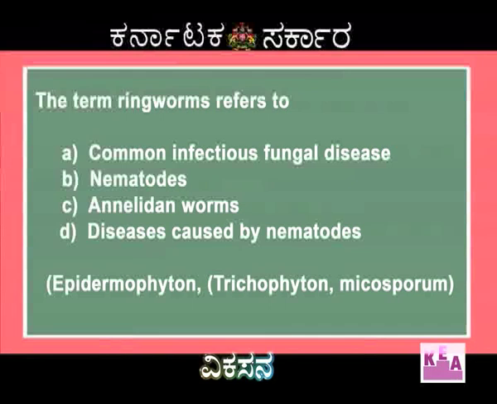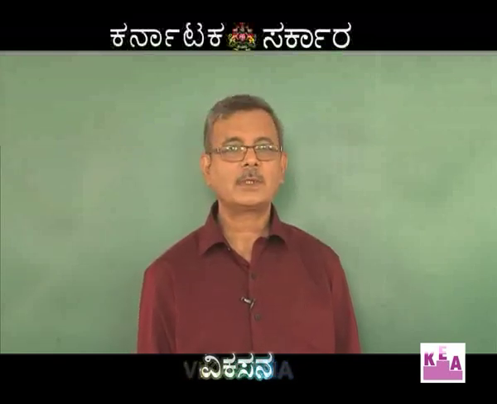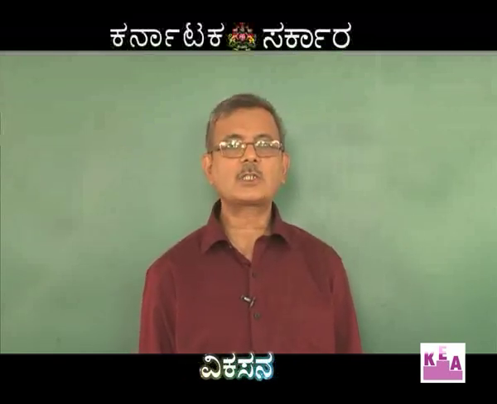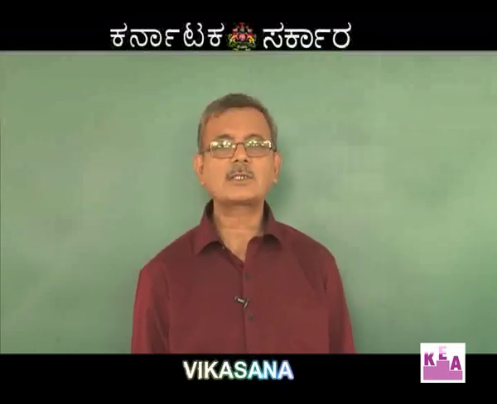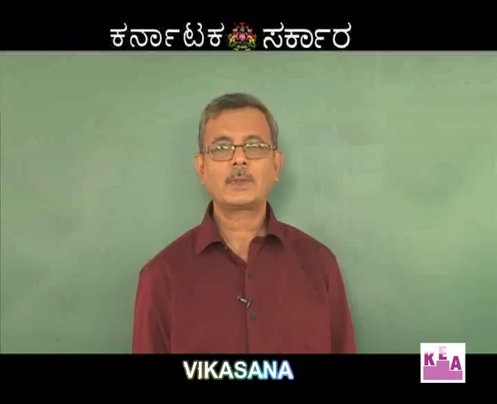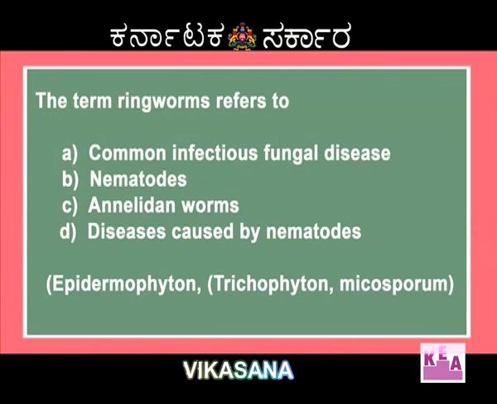So, the term ringworm refers to, I hope all of you know, ringworm is a disease, ringworm is not an organism. The ringworm is a disease caused by fungus, for example, it is caused by fungus like Microsporum. So, let me look into the options. A, common infectious fungal disease. Option B, nematodes. Option C, annelidan worm. Option D, disease caused by nematodes.